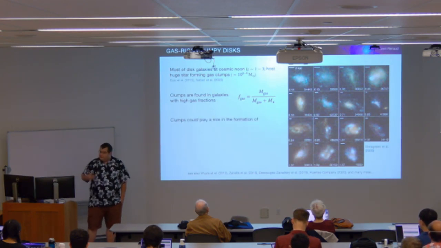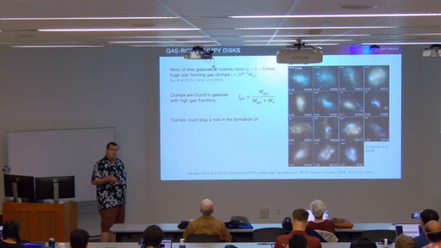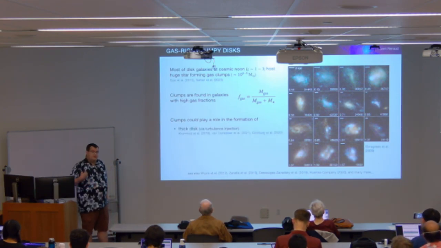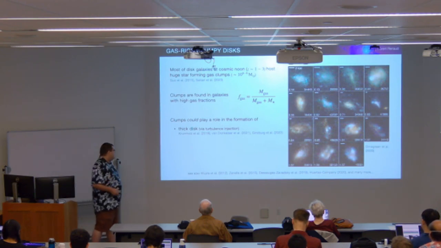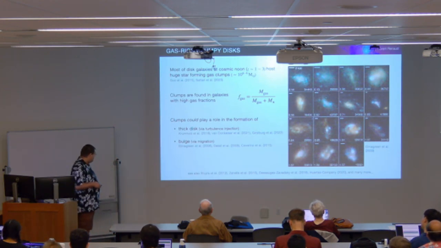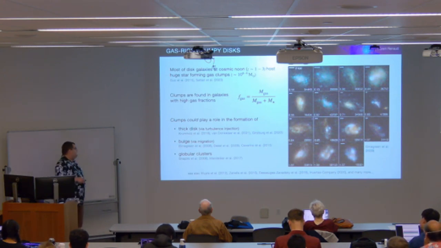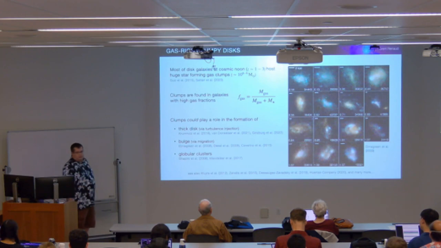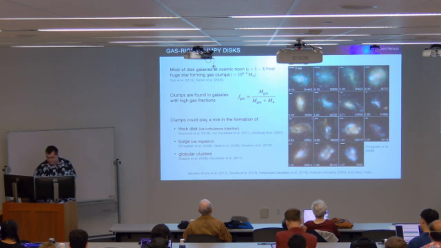And with theoretical studies on these clumpy galaxies, we know that these clumps could play a role in the formation of the thick disk via the injection of turbulence, to maintain a high level of turbulence, the bulge with radial migration and assembly in the center, and also, as I said, the formation of globular clusters. I think it's fair to say that these points are still a bit debated, but I think we're getting closer and closer to closing the debate and thinking that, yes, they do play a role in all these aspects.